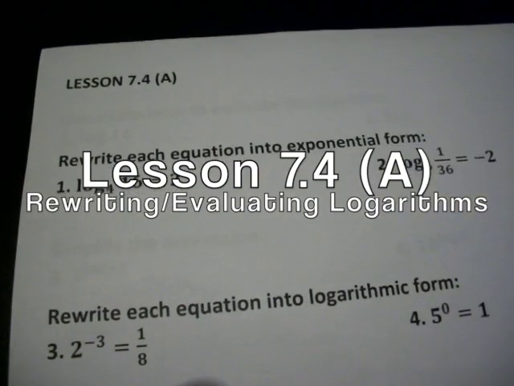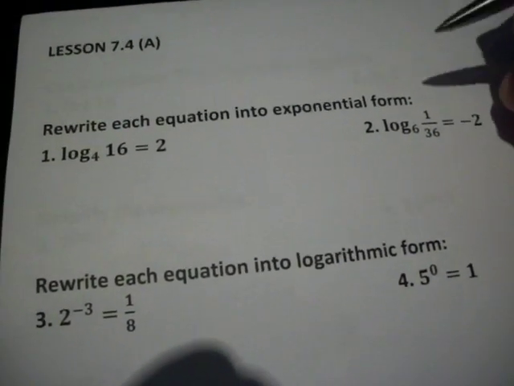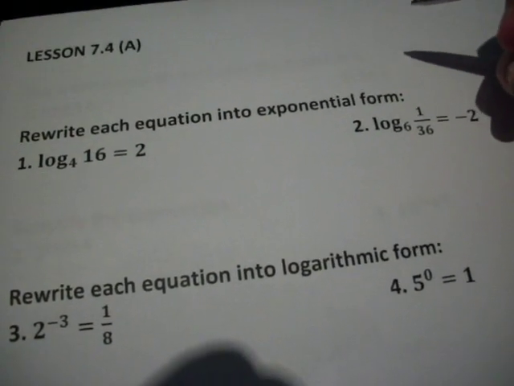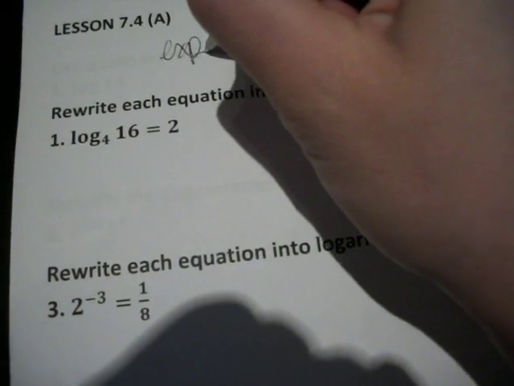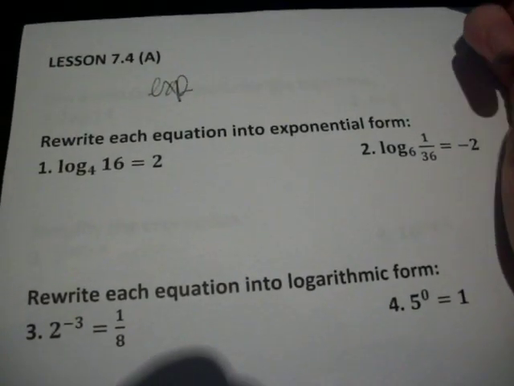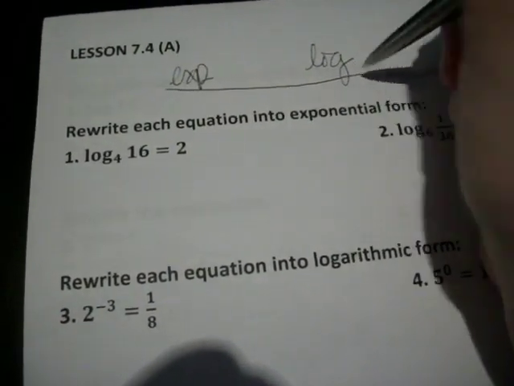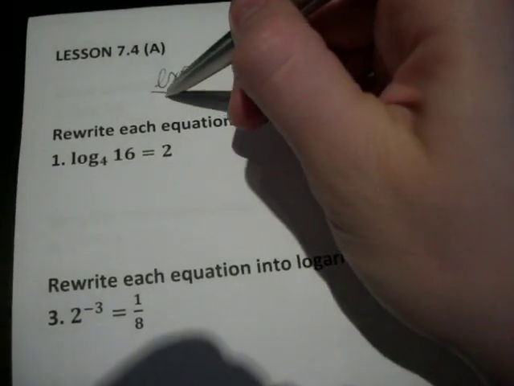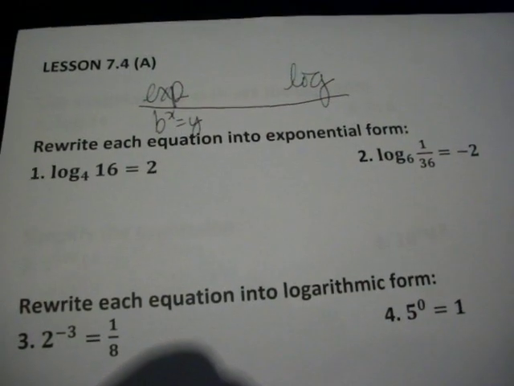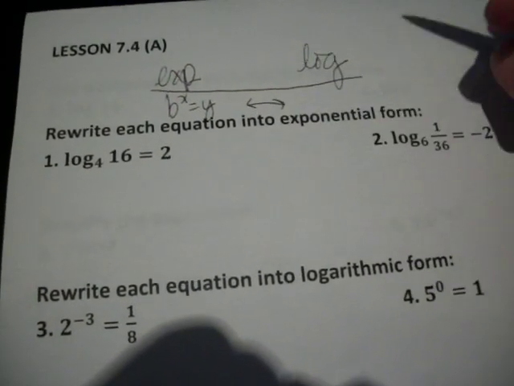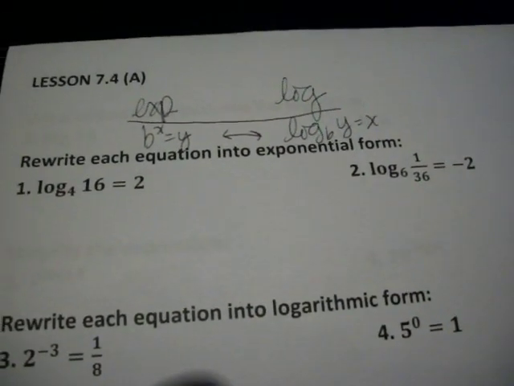Okay, so 7.4. The first thing is there are two forms, or two different ways you can write an exponent. The first one is exponential form, and the second one is log form. In exponential form, you could say b to the x equals y, and if you were to rewrite that into log form, you would say log base b of y equals x.